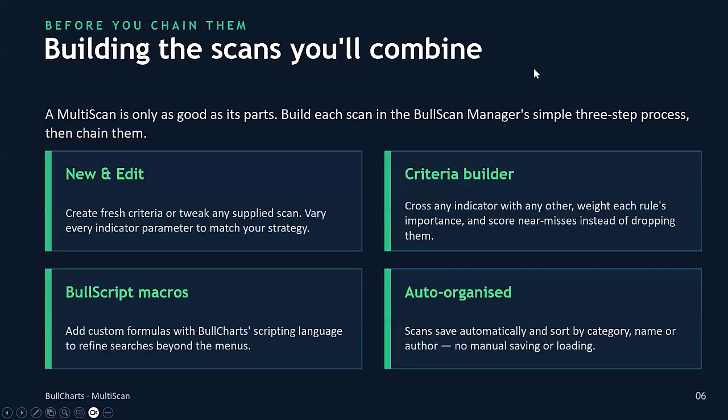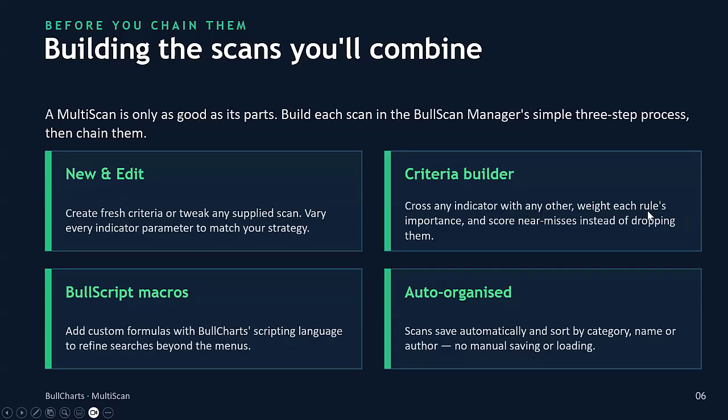I've just done that. Now, as Rob was saying earlier, building the scans, and you'll probably all be familiar with this, but a MultiScan is only as good as its parts. Build each scan, and BullCharts manages a simple 3-step process. As you thought, Rob and I collaborated, we have either a new or a copy and edit, and tweak the criteria to what you want in your scans.